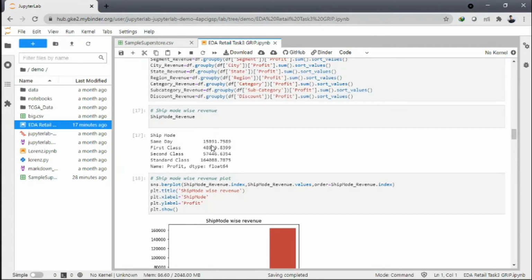Yeah. So as we can see, ship mode wise revenue, that for same day it's 15891.7589. So it's the lowest. And for standard class, it's the highest.